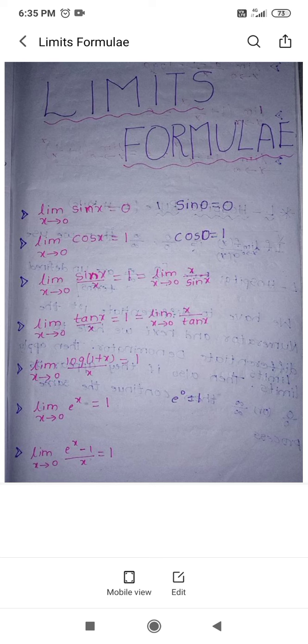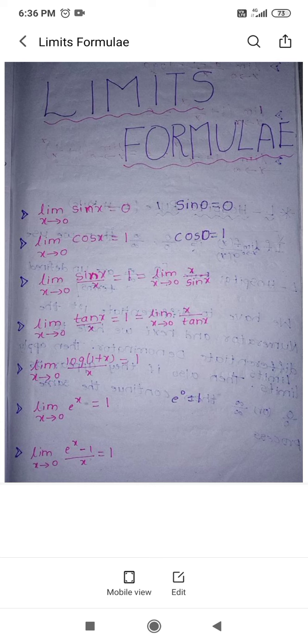So we have to write the x coefficient as answer when it is in the form sin x by x. Limit x tends to 0, sin x by x, then the answer is 1. We have to write the x coefficient in the numerator. So same, limit x tends to 0, x by sin x. In this form also the answer is 1.